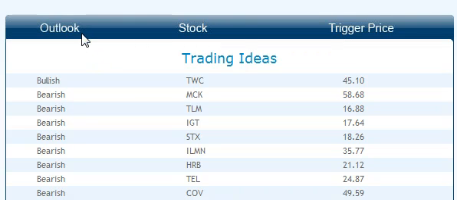First thing to note is we've got an outlook here, and those outlooks will be bullish or bearish. We've got stock ticker symbols listed, and we've got trigger prices. So with respect to outlook, bullish or bearish, what does that mean? How do I take advantage of a bullish or bearish move?